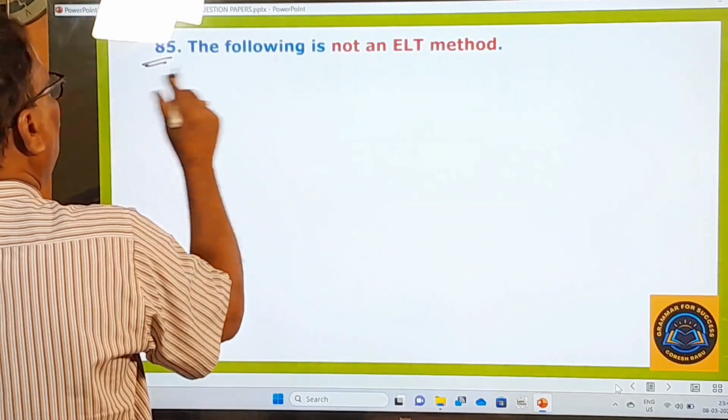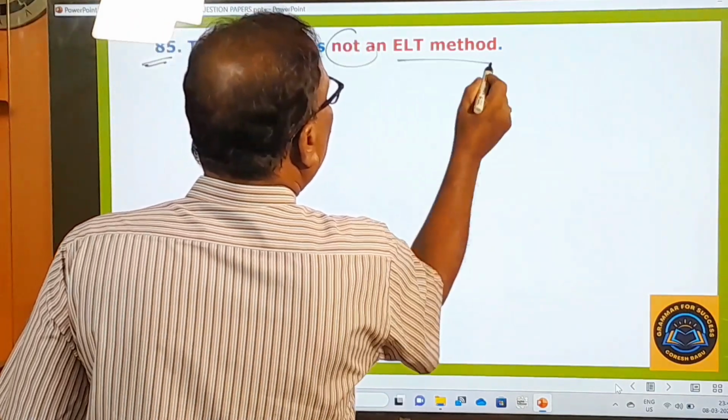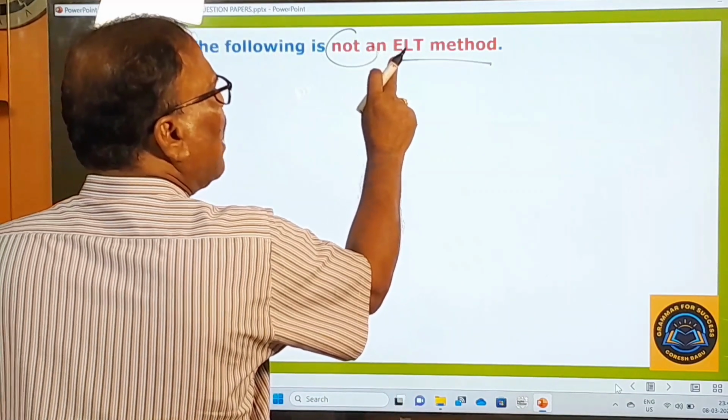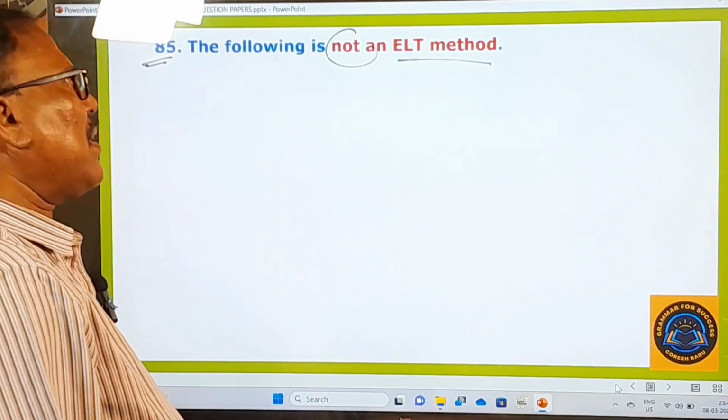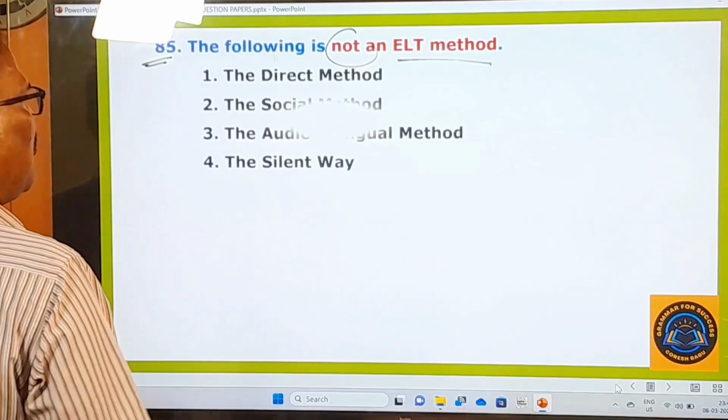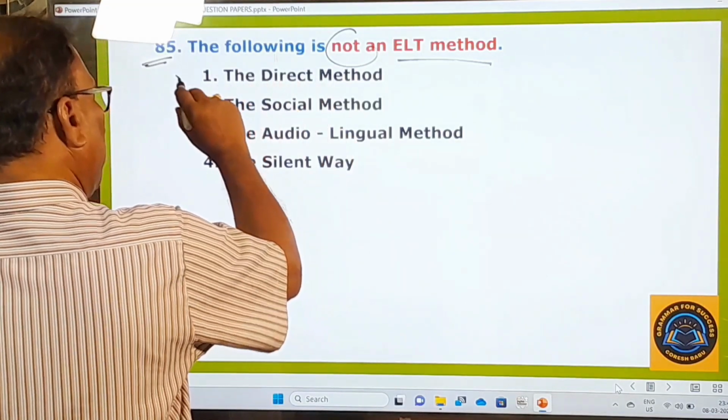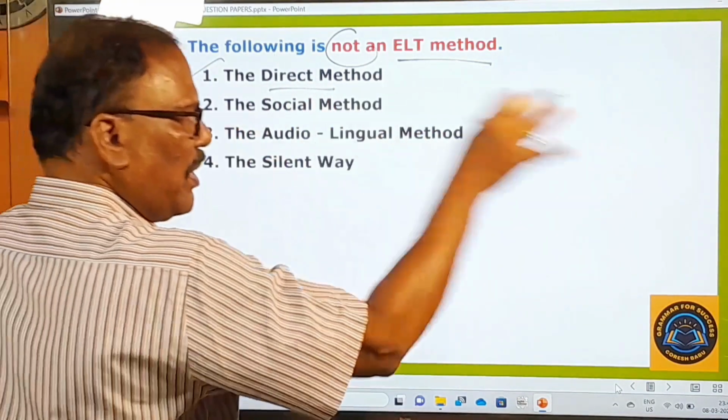85th question. The following is not an ELT method. ELT means English Language Teaching method. What is not an ELT method? Let us look at the options. The direct method, it is an ELT method. Direct method, teaching English through English.